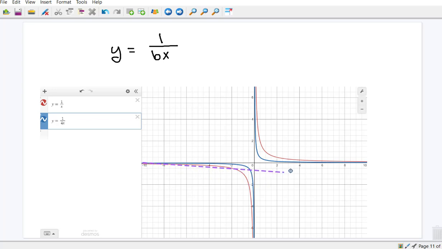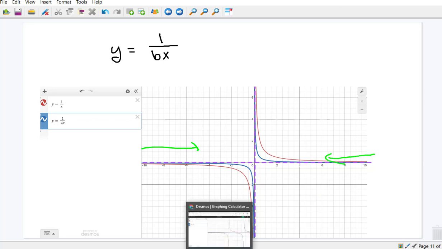Again, just like on the stretches and compressions earlier, it didn't change my asymptotes. My asymptotes are at the same spot. That means my domain and range aren't changed. But if you look at it here, if I'm thinking about it from a horizontal perspective, it's like I pushed the graph in. So with that 4, it's like I compress the graph.